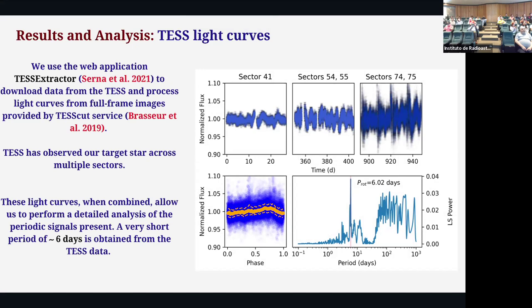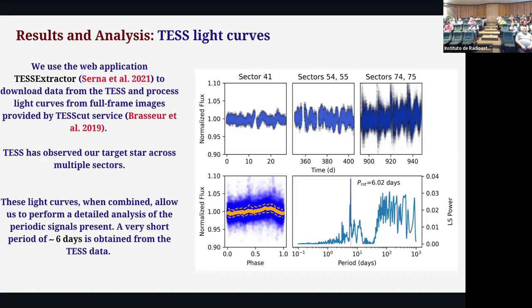Working. Okay. So, as the source is also observed by TESS, we tried to estimate the potential period in the TESS light curve also. The source is observed in TESS in different sectors like 41, 54, 55, 74, and 75. We combined the light curve from all the sectors and tried to determine any potential period. So in the TESS analysis, we got a period of 6.2 days, and by combining the light curves and doing the same Lomb-Scargle period analysis, we got a period of 6.02 days.